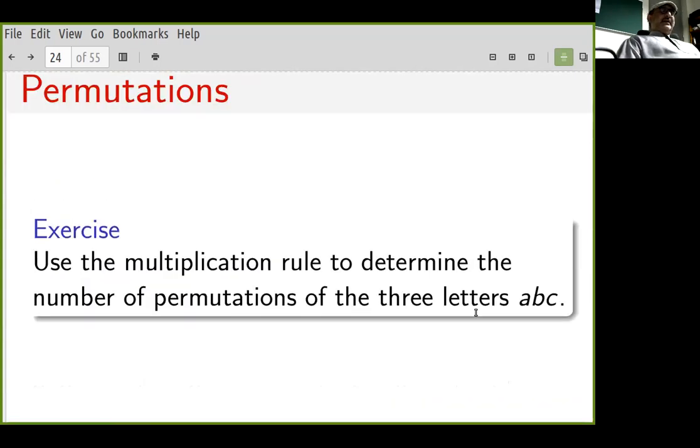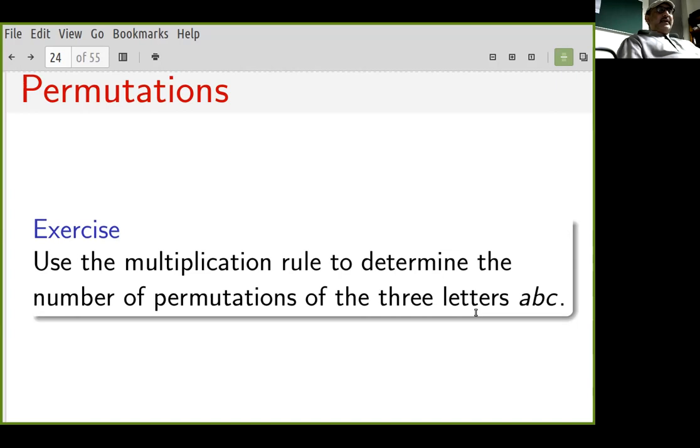Now, supposing I have the letters A and B and C, and I want to write them together like this. They could be written ABC or BAC or CBA. Now, how many permutations of these three letters are there? Okay, let's use the multiplication rule to do this. I have to pick a first letter, a second letter, and a third letter. How many ways are there to pick the first letter? There are three letters to pick from, and I pick one of them.